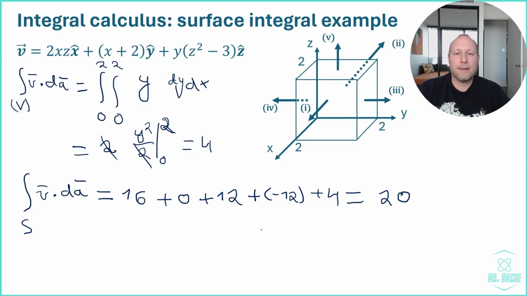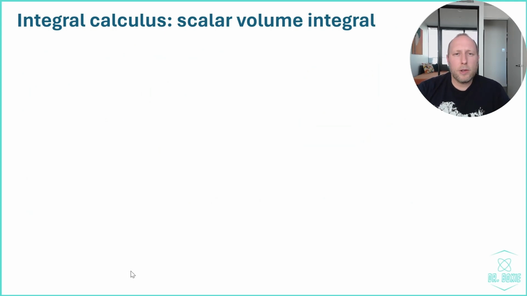Let us now look at volume integrals. For volume integrals, we will need the volume integral both of scalar fields and of vector fields. So let us first define the volume integral for a scalar field. So we're considering some scalar field t of x, y, z, and we want to integrate it over some volume.